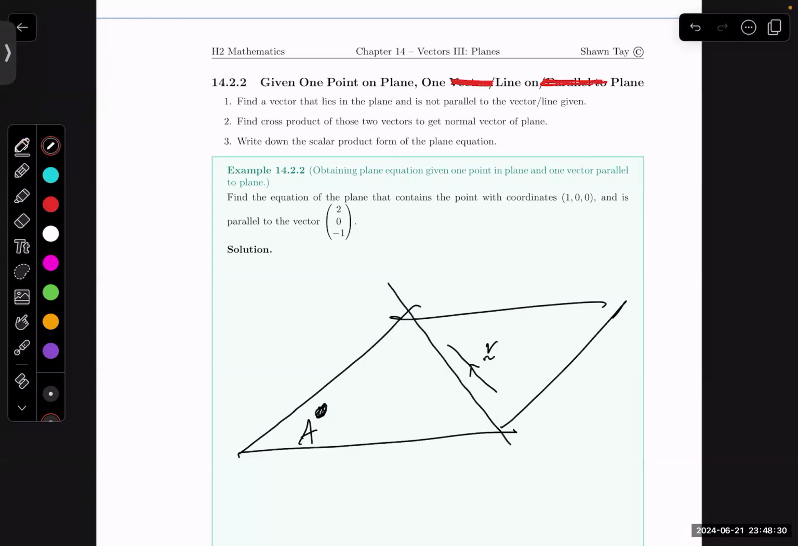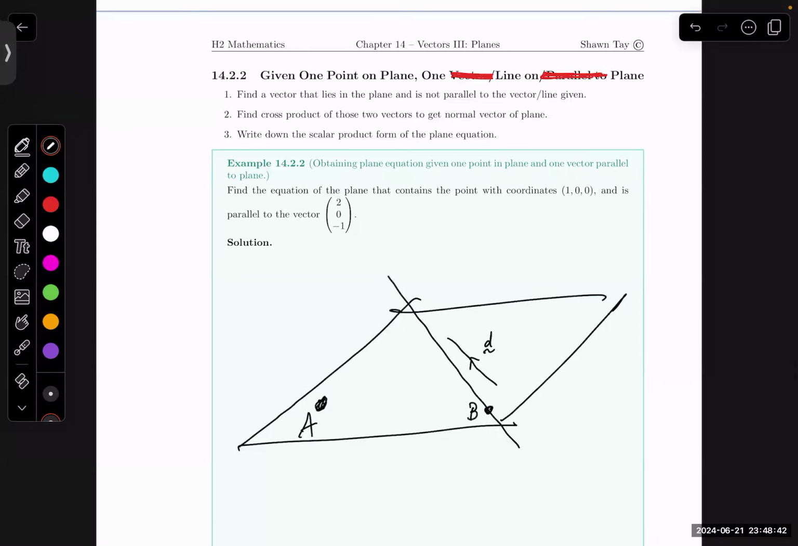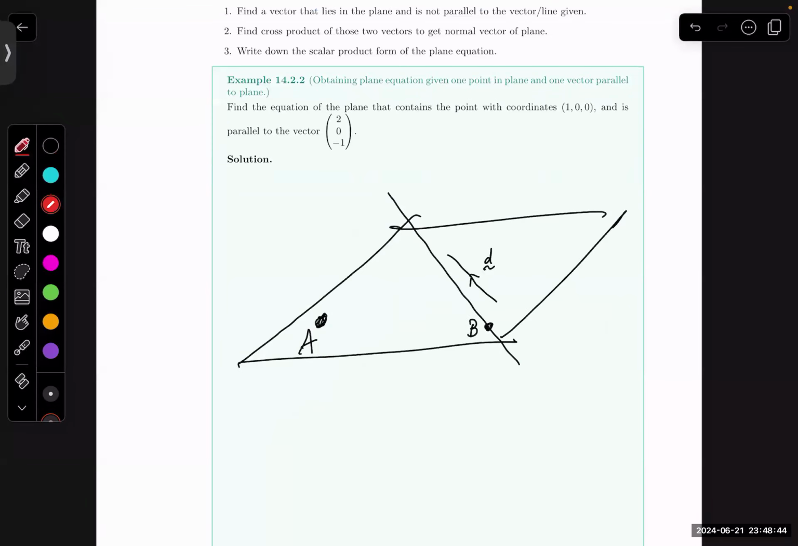Because if I have a line on the plane, I have a certain direction, right? So let's call this vector D, direction vector. I also have some point on the line, which is also a point in the plane. This allows me to create a new vector, let's say AB. Then now I can take AB cross vector D. This will give me my normal vector.